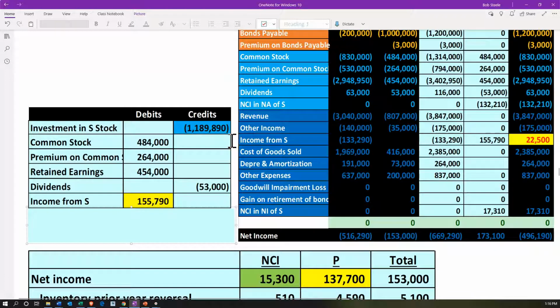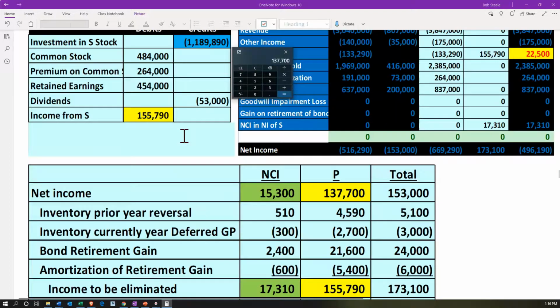The normal calculation for that, if we pull out the trusty calculator, went to the wrong screen. I'm pulling it into the proper screen. Normally it would be the net income down here, which would be the revenue minus the expenses. So that would be the 153,000 times the controlling interest percent, which is 90%. So I'm going to say times the 0.9, which would normally be the 137,700, but we're going to change that with our table.